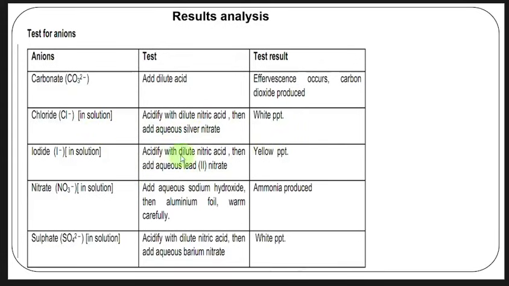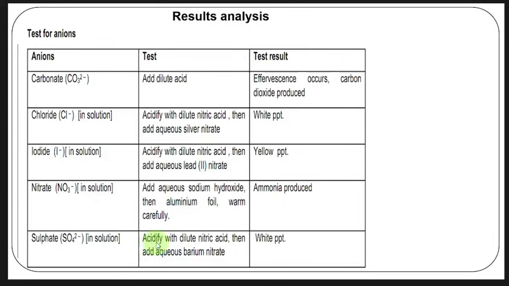Then we move to this one: acidify with dilute nitric acid. Yes, we added nitric acid, then add aqueous lead nitrate. We never used the aqueous lead nitrate, so again we'll not waste our time on it. Then we go to this one: add aqueous sodium hydroxide, then aluminium foil. We never did such a test, so again we'll leave it.